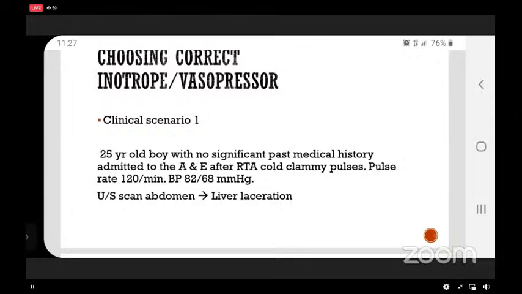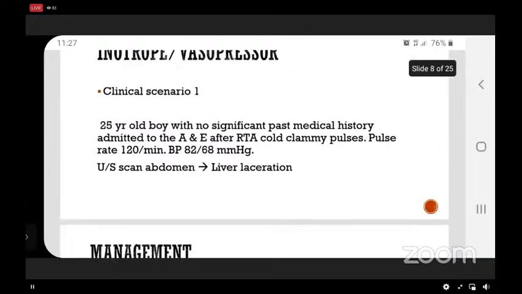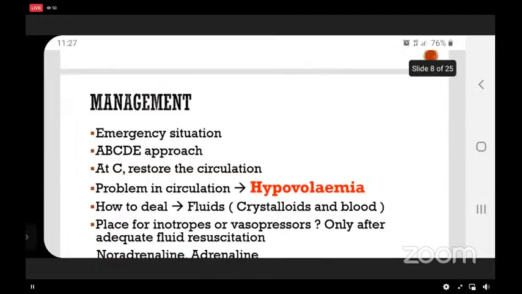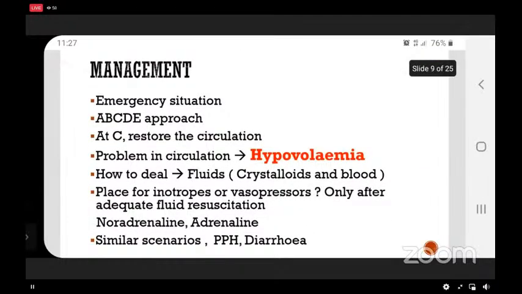That means he is having a constricted type of vasculature at the moment. That's why he's having thready and rapid pulses. And the ultrasound scan has revealed the liver is lacerated. So liver laceration has caused a lot of intra-abdominal bleeding, and that has made the patient go into hypovolemic shock. So it is an emergency situation. That's the thing that you have to realize when you are managing the patient.